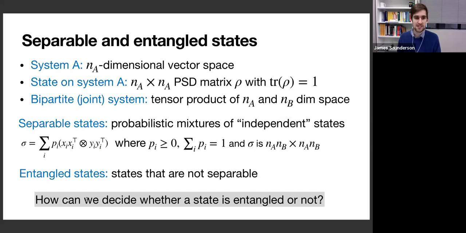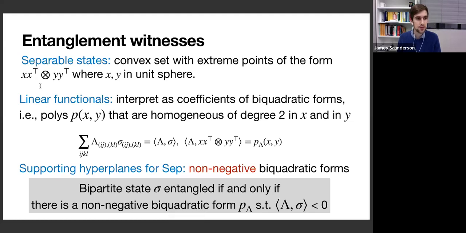So the question is, if you give me a state, an NA·NB times NA·NB PSD matrix with trace 1, how can I decide whether it's entangled or not? It turns out to be a hard question. But there's one approach we can take using the tools that we've got. We've seen that the set of separable states is a convex set, and the extreme points, or extreme rays if we don't normalize, are of this form.